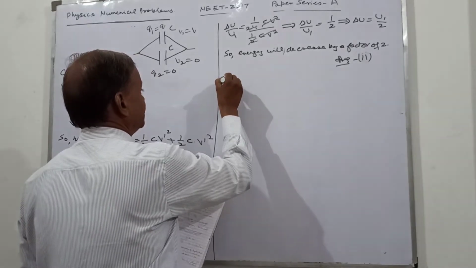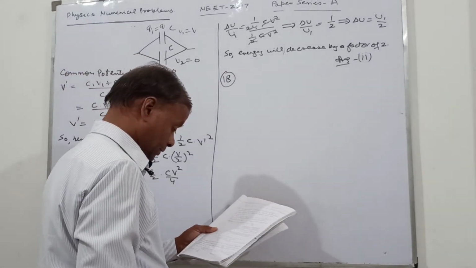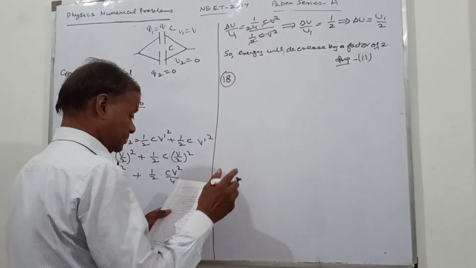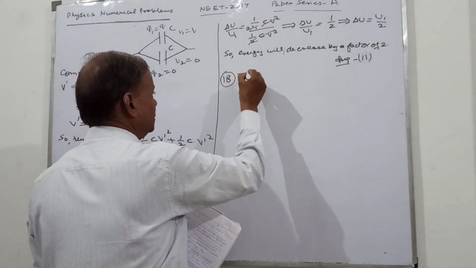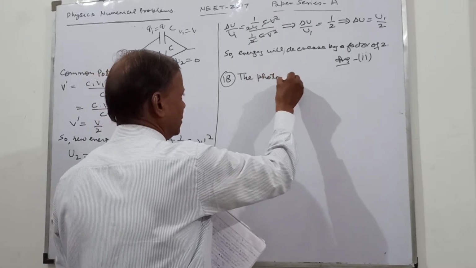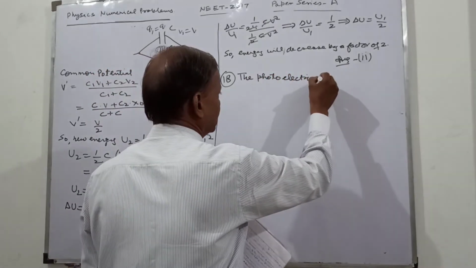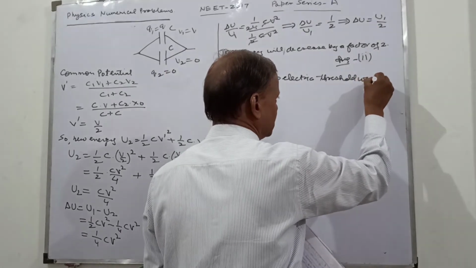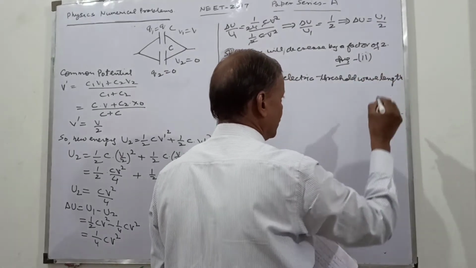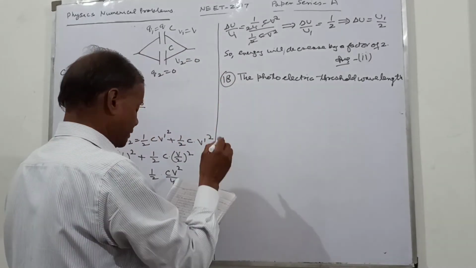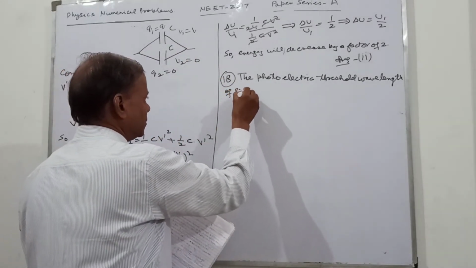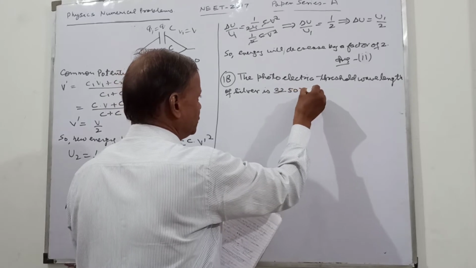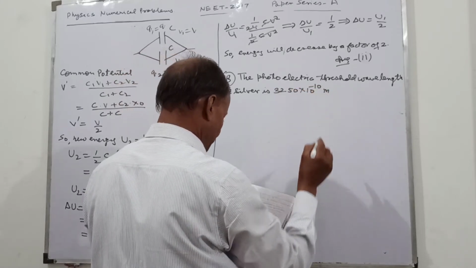Now question number 18. A physical quantity, the photoelectric threshold wavelength of silver is 3250 into 10 raised to the power minus 10 meter.